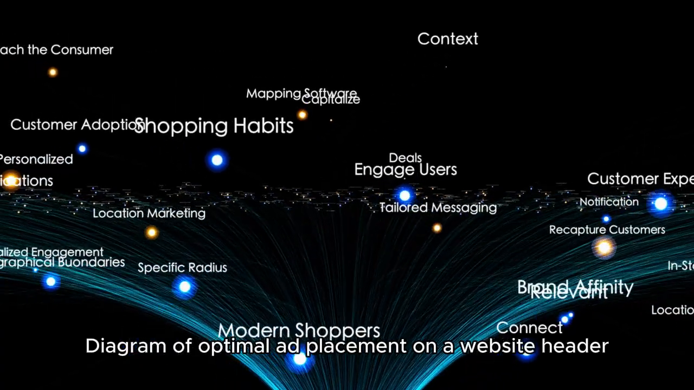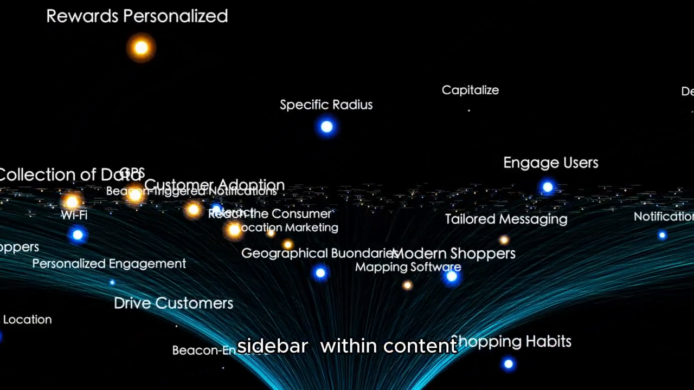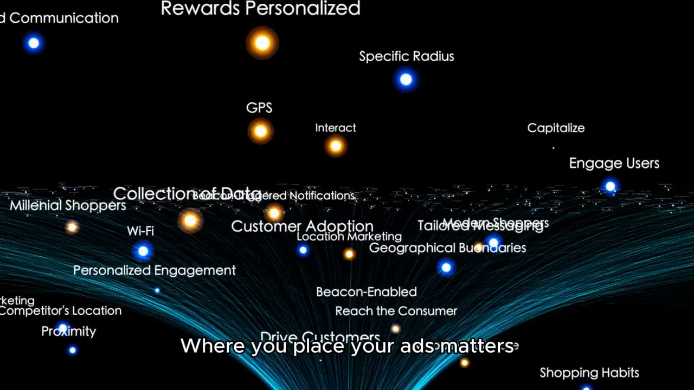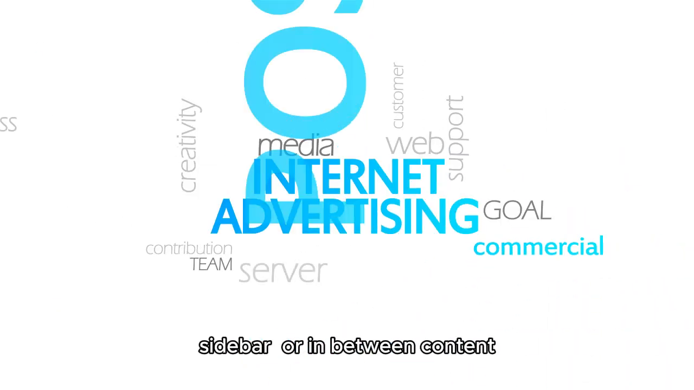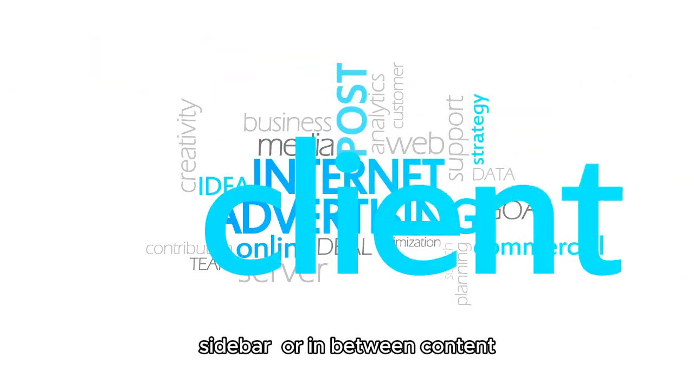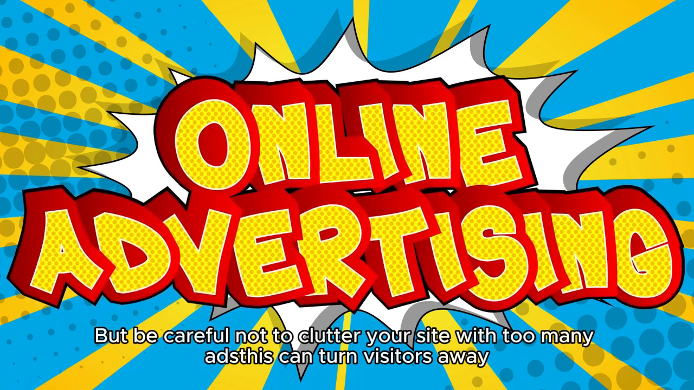Diagram of optimal ad placement on a website: header, sidebar, within content. Where you place your ads matters. Typically, ads perform best in the header, sidebar, or in between content. But be careful not to clutter your site with too many ads. This can turn visitors away.